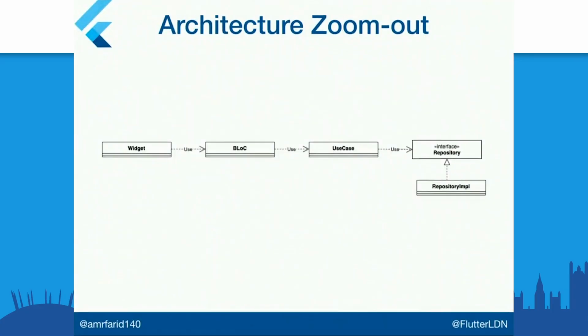So if we look at the architecture as it stands, it looks something like this. My widget uses a BLoC. The BLoC uses a use case. The use case uses one or more repositories to do its job, to do the application logic. So fairly, everything is structured. Everything is separated in its own layer. We managed to separate concerns quite well, and we managed to sort out the dependency management and the inversion of control between each layer in here.